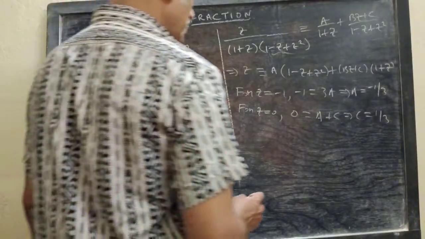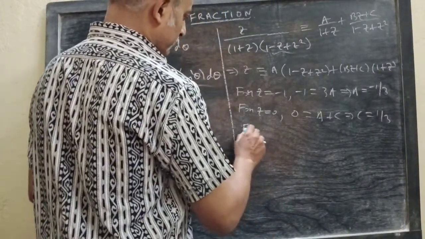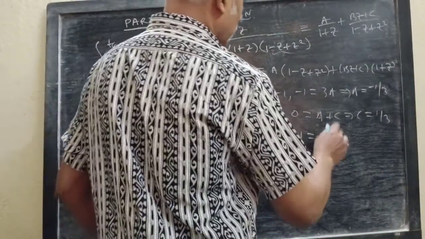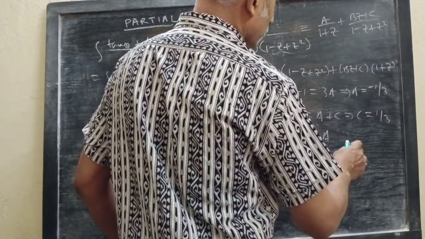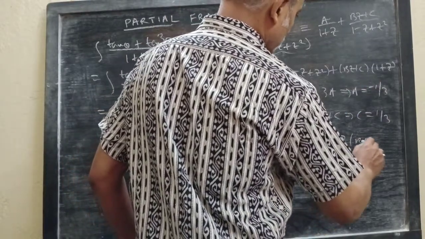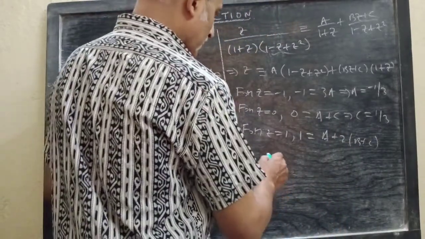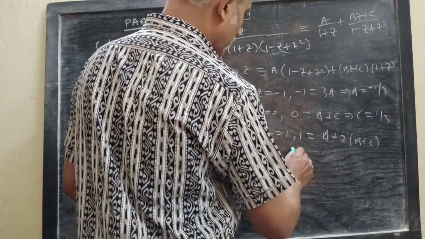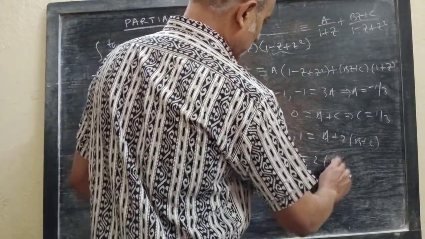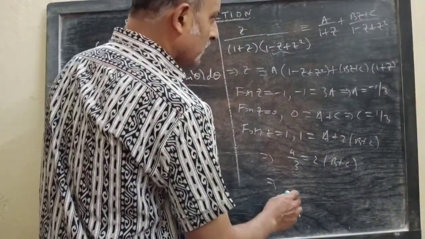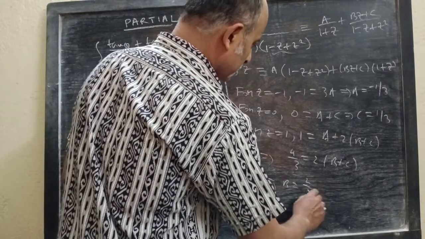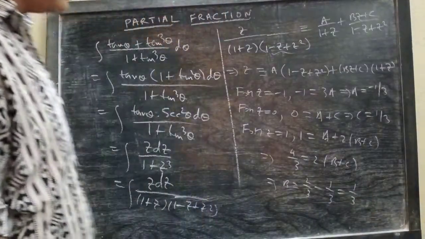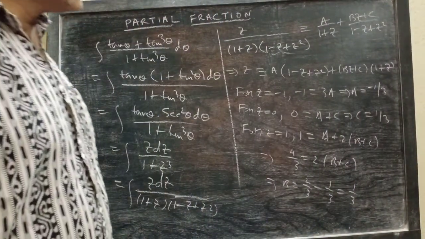After getting a and c, just put z equals to 1. Then 1 is equals to a into 1, plus 2 into b plus c. That implies 2 into b plus c is 1 minus a, that is 1 plus 1/3, which is 4 by 3. Therefore b plus c equals 2 by 3, so b equals 2 by 3 minus c, that is 2 by 3 minus 1 by 3, that is 1 by 3. So I have got all the three values of the constants.